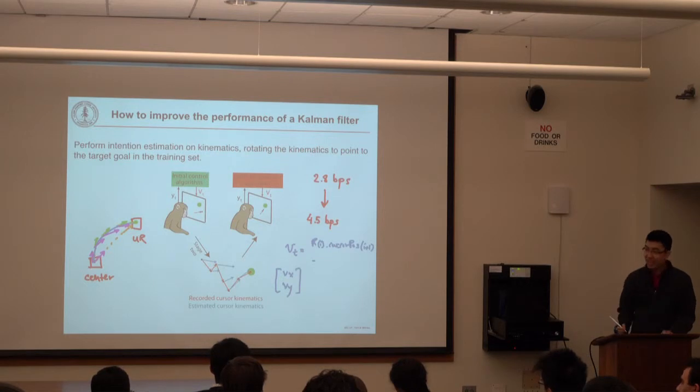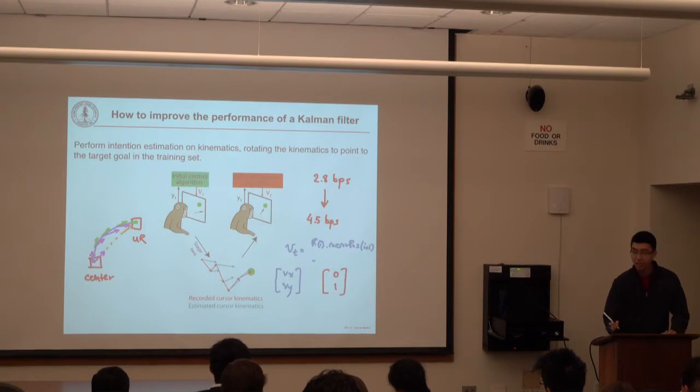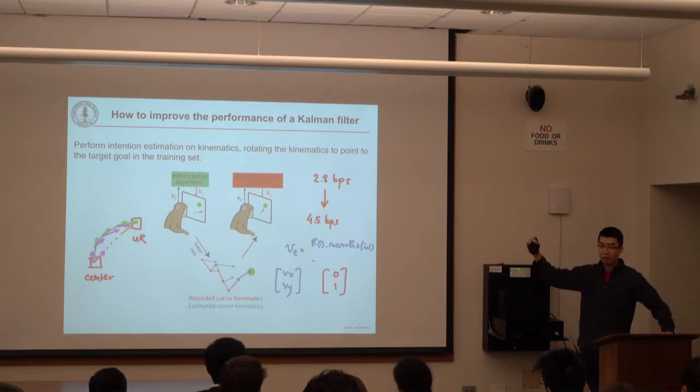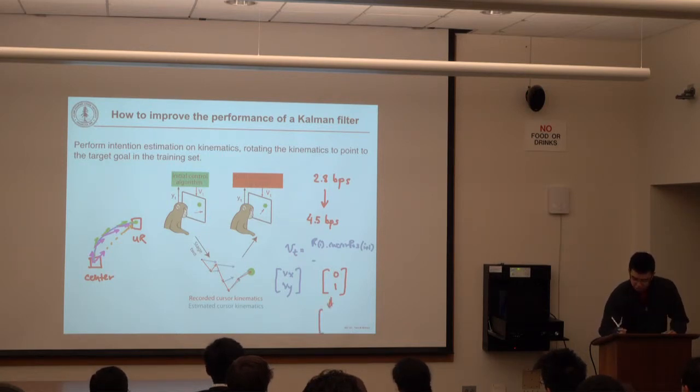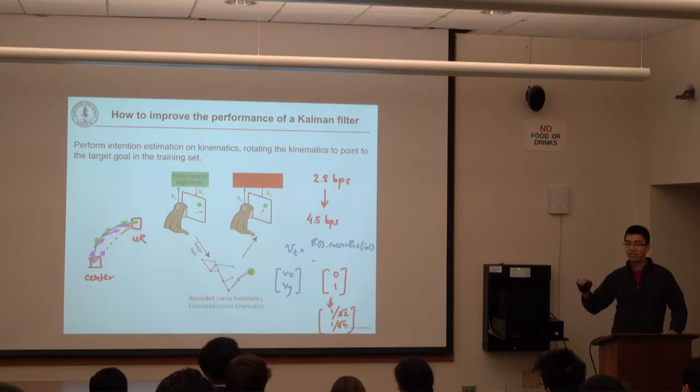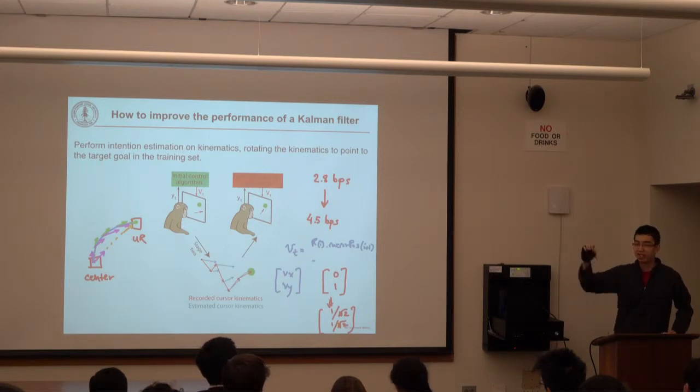Let's say that we measured for this upward reach that vx and vy at the first bin was equal to 0 and 1. So instead of reaching up to the right, he reached directly up. Vy is positive, vx is 0. This modification essentially made this velocity vector equal to 1 over square root 2, 1 over square root 2. And so no longer was it a velocity upwards, but it was a velocity up and to the right.